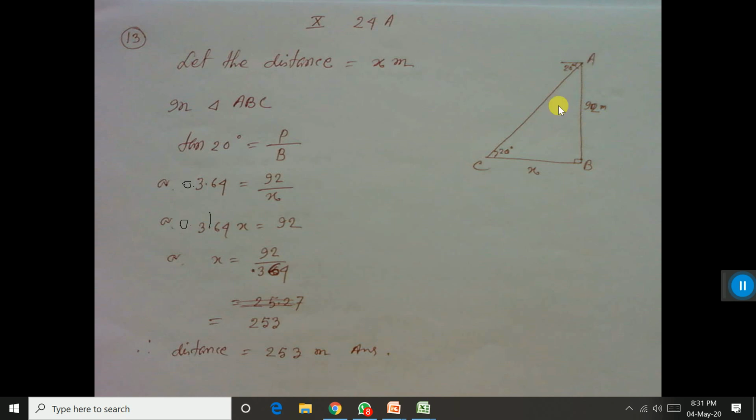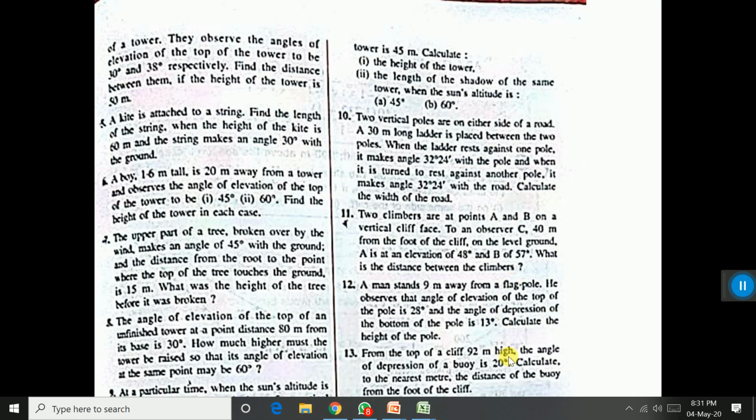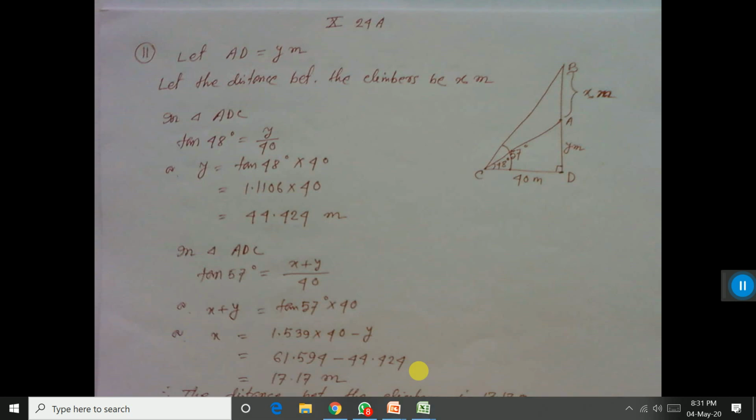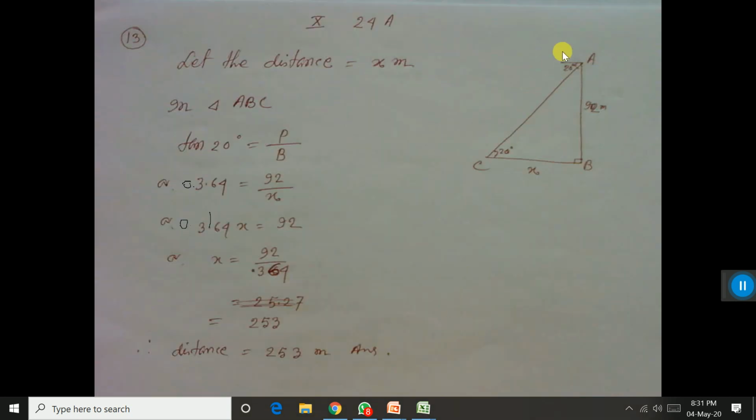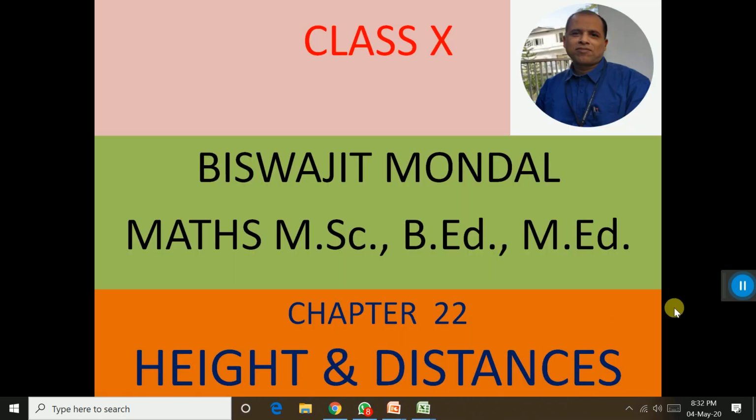It is told the angle of depression is from the top, from A, that is why 20 degrees is written here, and that is equal to this one. Now if you consider triangle ABC, then tan 20 equals perpendicular 92 by base x. I put the tan 20 degree value from the table. Then do cross multiplication, so x goes down, do the calculation and you will get the value of x. So the distance is 253 meters. That's all for this video.